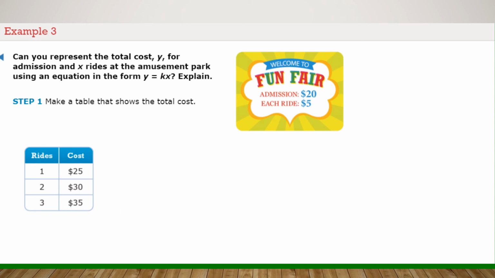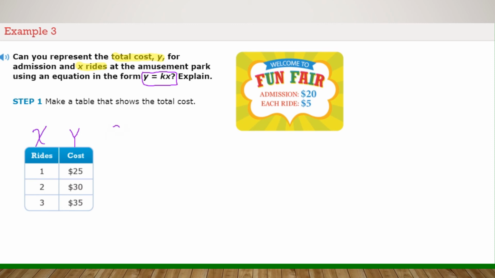Can you represent the total cost, y, for admission and x rides at the amusement park using an equation in the form y equals k times x? Explain. All right, my total cost is y, and the number of rides is considered x. Now I need to figure out what the constant of proportionality is to figure out if I can answer this question. In order to make this proportional equation, we must have a constant of proportionality. So we are going to put cost, because that is our y, over x, which is our rides.